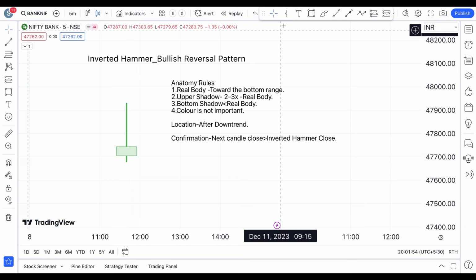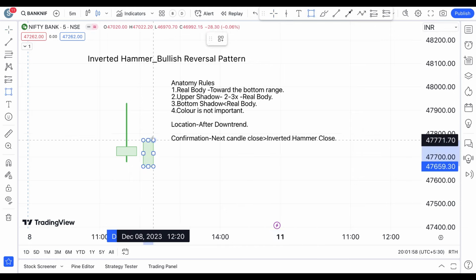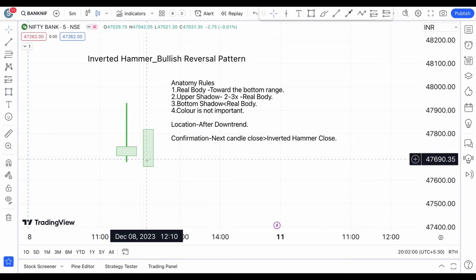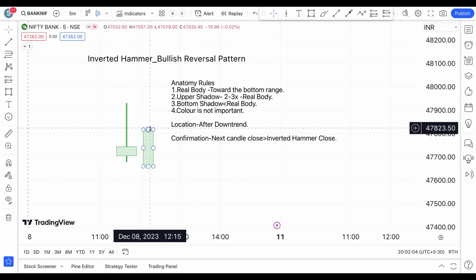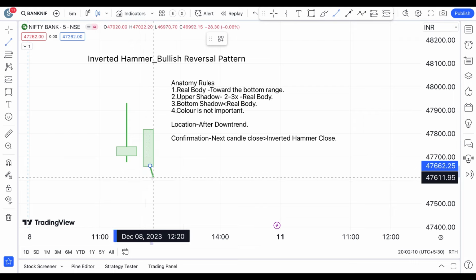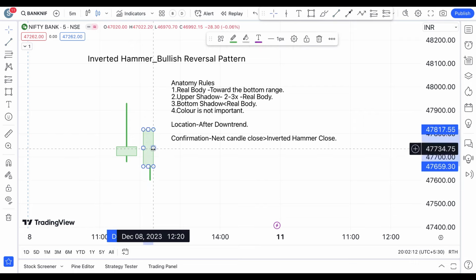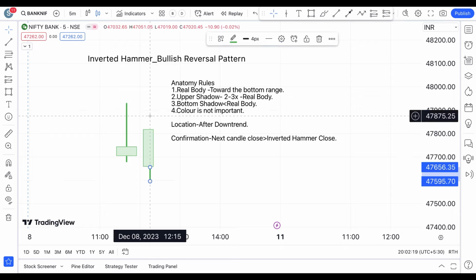So if you have another candle, imagine the candle is open there and it is closing there, and it is a green candle. In this case you can take an entry at the close of this candle. If it has a wick or no wick, that doesn't really matter. What matters is the close of this candle.